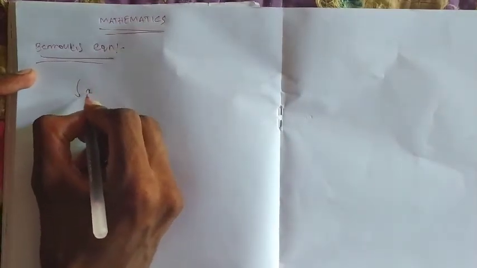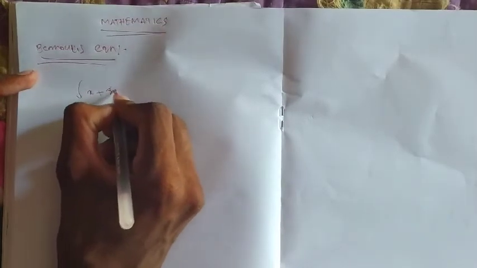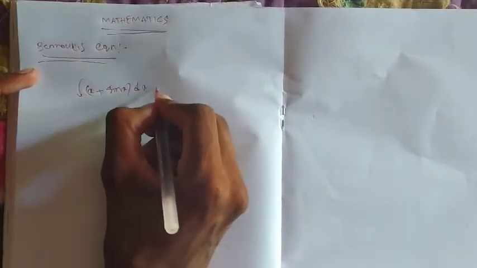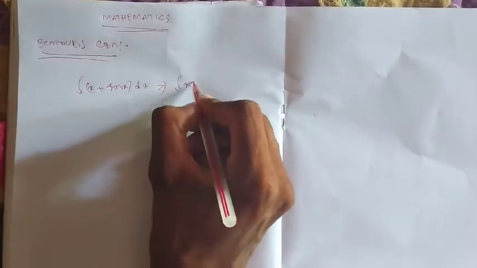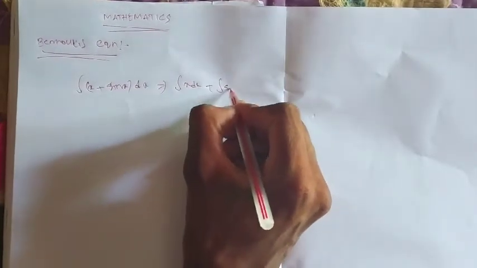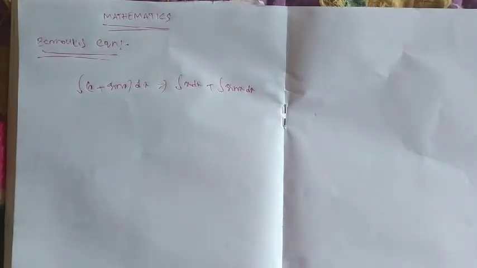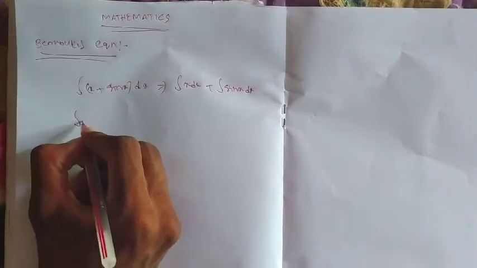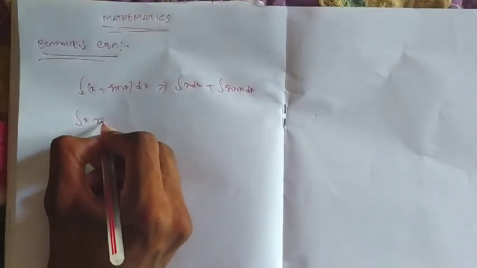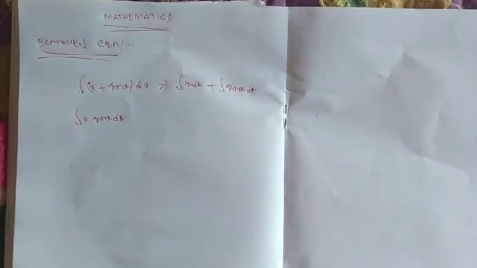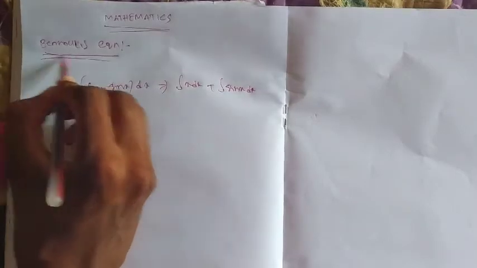We all know that if two functions are added, suppose the integration of x plus sin x dx, we integrate this function by separating them. That means integration of x dx plus integration of sin x dx. But when the functions are multiplied together, x into sin x, how do we integrate this function? That is done by using Bernoulli's equation.